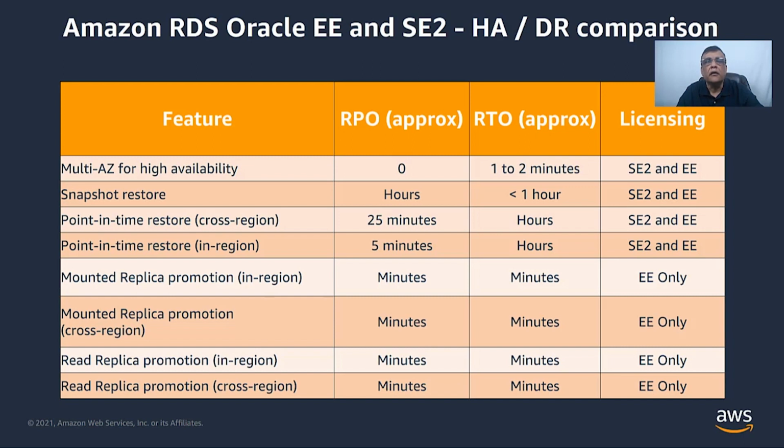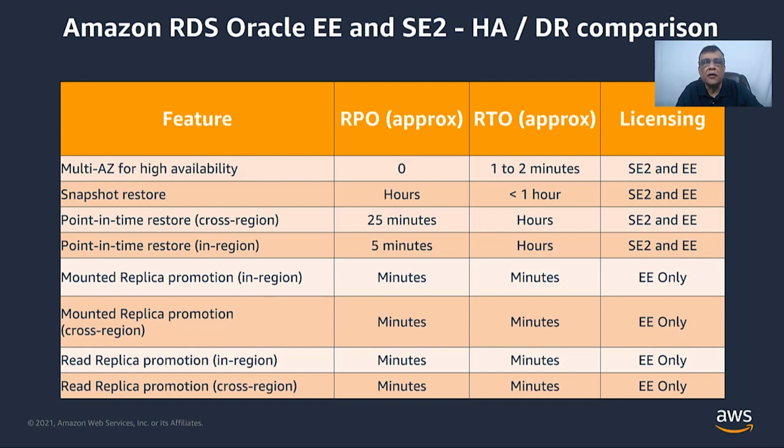Now let us look at the high availability and disaster recovery configuration in both Oracle Enterprise Edition and Standard Edition 2. We measure these features using two measures. One is RPO, which is the recovery point objective, meaning how much data would be lost when recovered through the option given below. And RTO is the recovery time objective, which is how long it is going to take to recover this data.